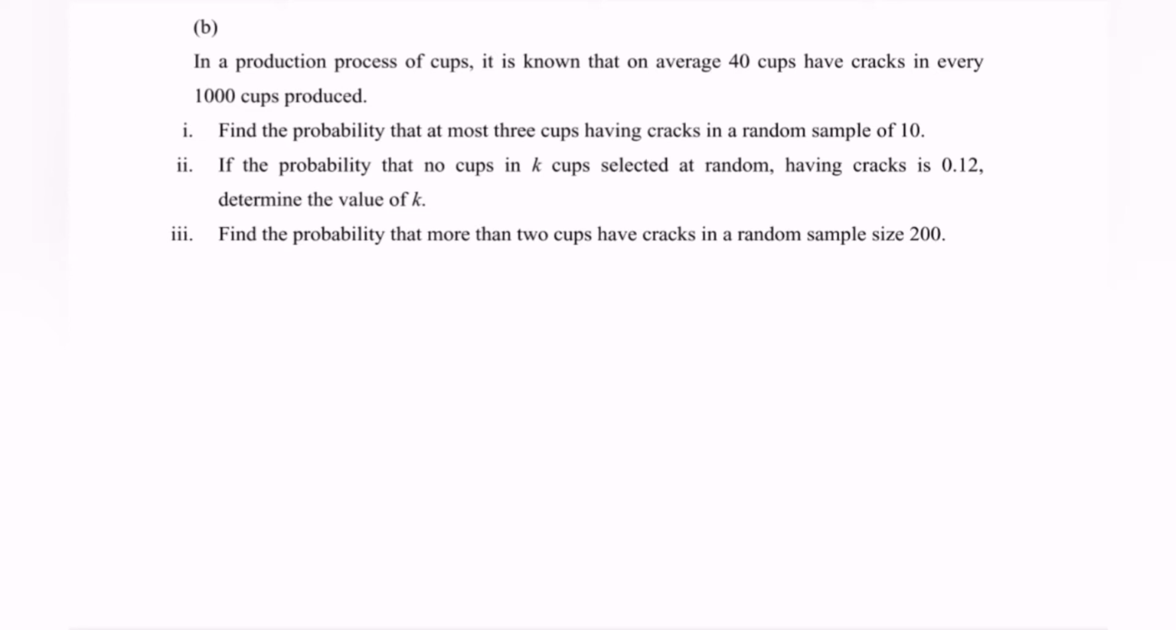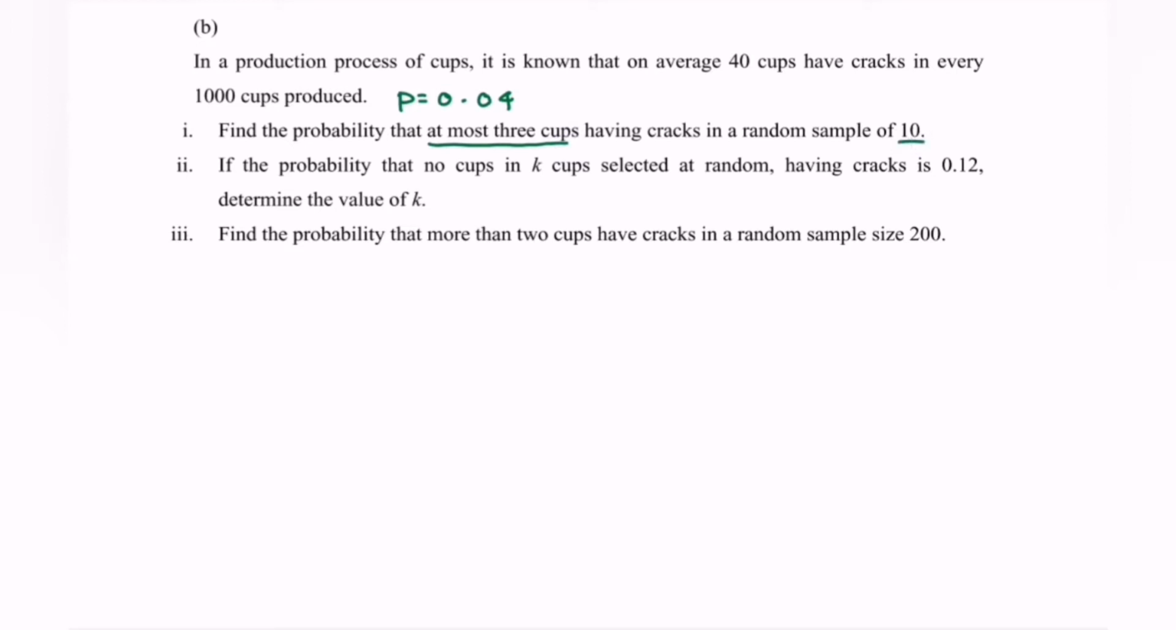Here we have the example for special probability distribution. In a production process of cups, it is known that on average, 40 cups have cracked in every 1000 cups produced. So here we have the situation: 40 over 1000, and the probability of cracking is 0.04. Number 1. Find the probability that at most 3 cups have cracks in a random sample of 10.